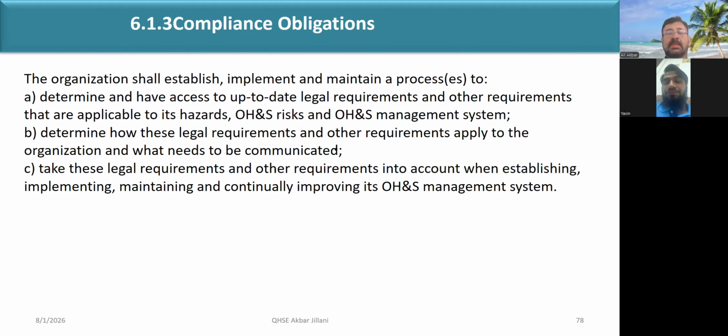Legal requirement means something we have from the UAE labor laws when we are working here. Now we also have, if we are working in Abu Dhabi, then we will also have to comply with the ADOSH SF. And if we are working in a school, we have some requirements from our SRA, ADEK, Abu Dhabi Education and Knowledge.